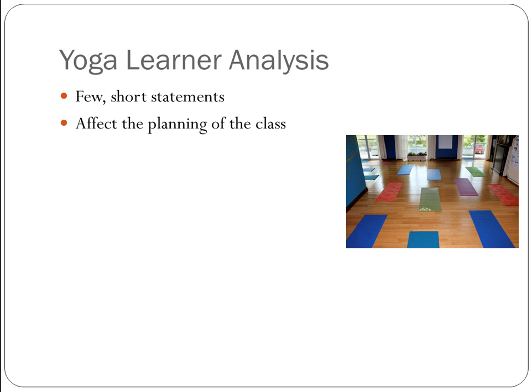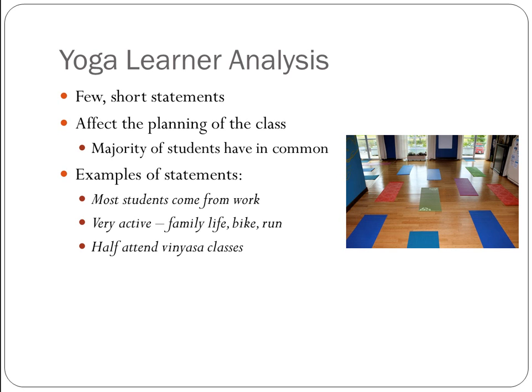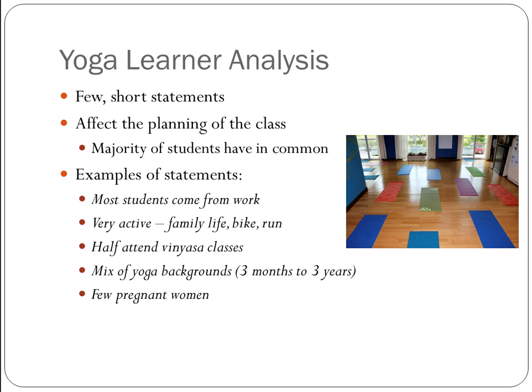You will only write about those aspects of your students that will affect your planning of a yoga class, such as the things that the majority of the students have in common. You are not writing every possibility for every single student. Here are some examples used in a learner analysis. Most students come from work. Very active, family life, bike, run. Half attend vinyasa classes. Mix of yoga backgrounds from 3 months to 3 years. Few pregnant women.